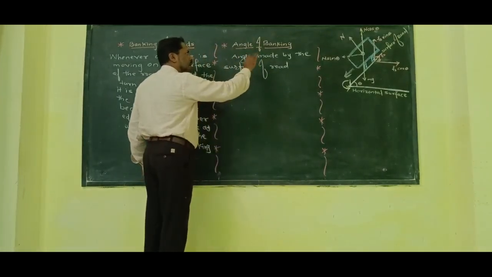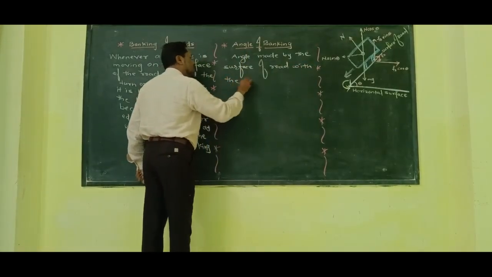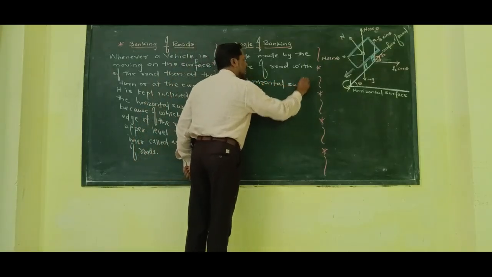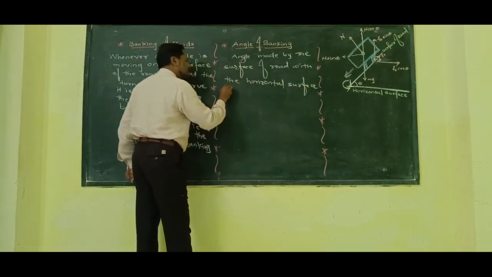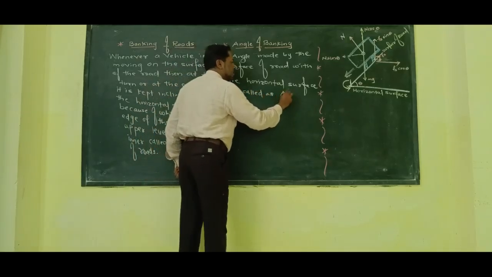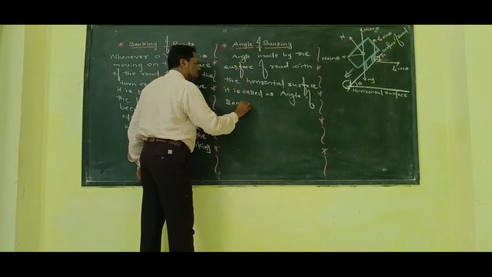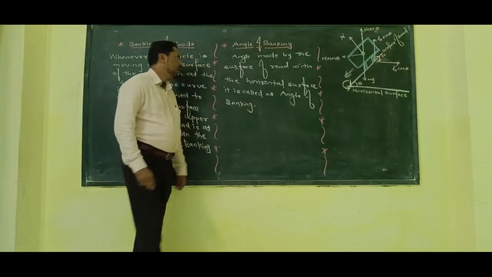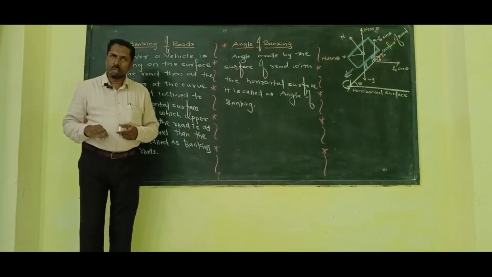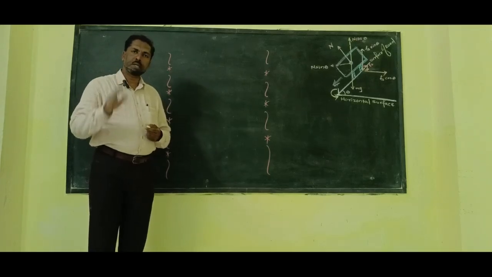What is angle of banking? The angle made by the surface of the road with the horizontal surface is called the angle of banking. Okay, so see first these two definitions, what we understand by banking of road and what is angle of banking. Now let us see the derivation of banking of roads.